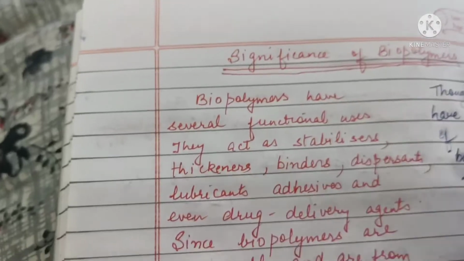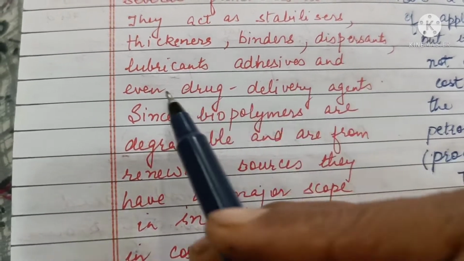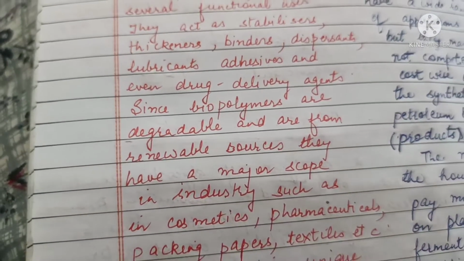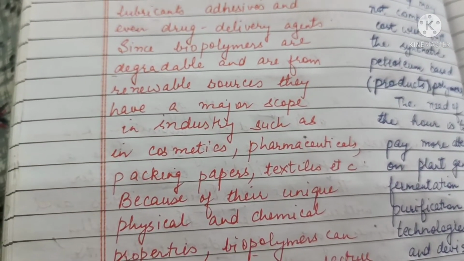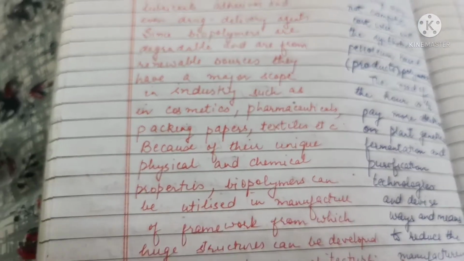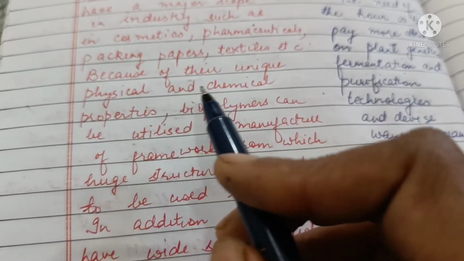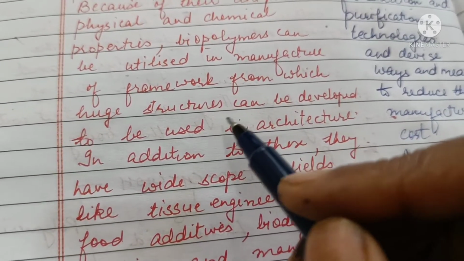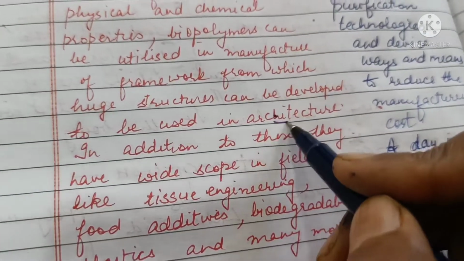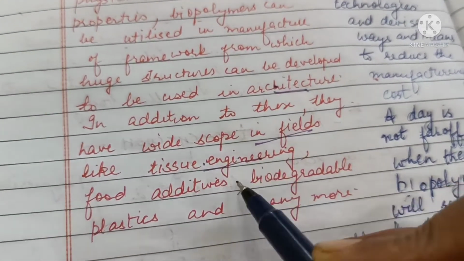The advantages of biopolymers are they have several functional uses. They act as stabilizers, thickeners, binders, dispersants, lubricants, adhesives, and even drug delivery agents. Since biopolymers are degradable and are from renewable resources, they have a major scope in industries such as cosmetics, pharmaceuticals, packaging papers, textiles, etc. Because of their unique physical and chemical properties, these are utilized in the manufacture of frameworks from which huge structures can be developed to be used in architecture. In addition to these, they have a wide scope in fields like tissue engineering, food additives, biodegradable plastics, and many more.